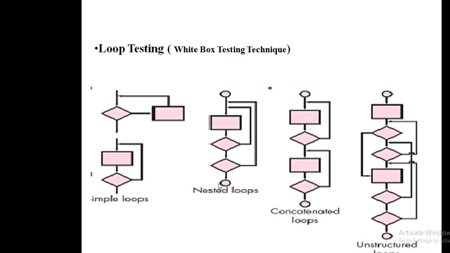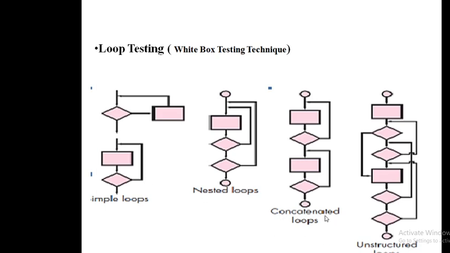Then come to the second one, nested loops. Nested means, as we already know, for one we have another one inside of that, and in that we have another one inside of that. In loops also, if one loop contains another loop inside of that, and that loop may contain another loop inside of that, then such types of loops are called nested loops. Nested loops, one loop may contain another loop inside of that.